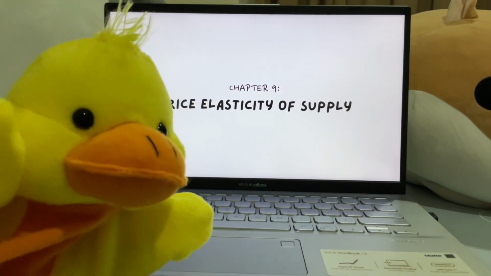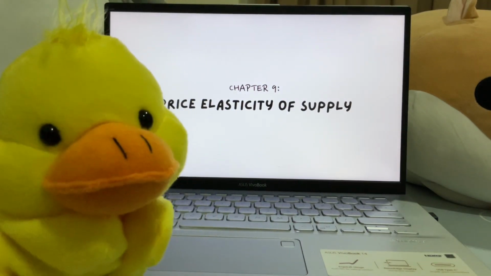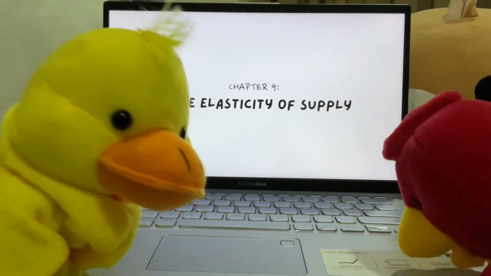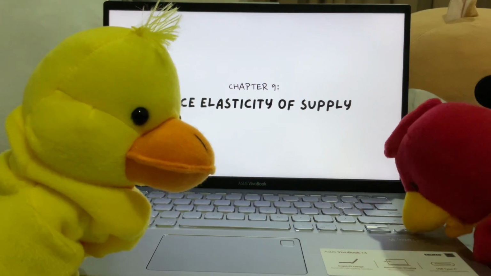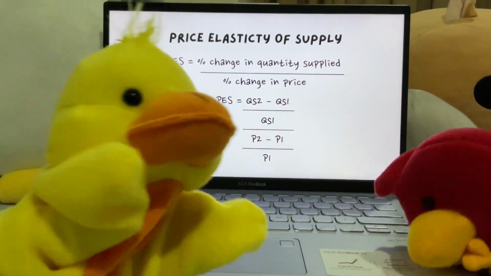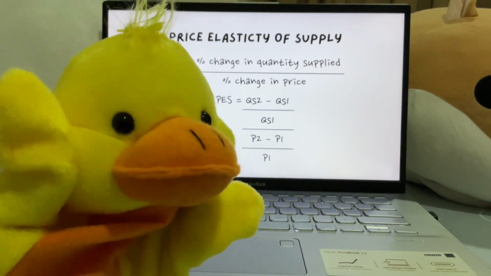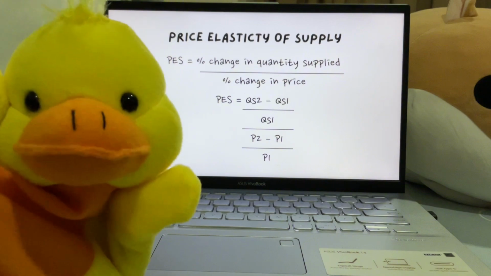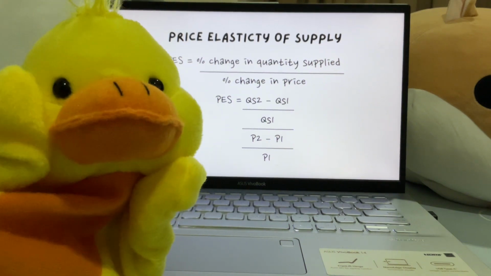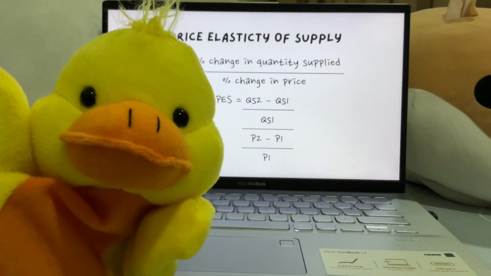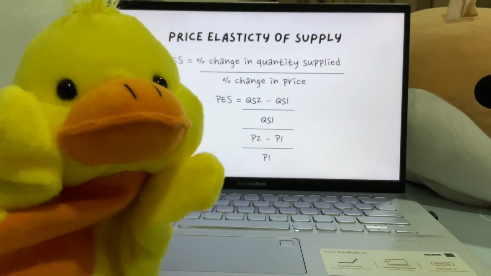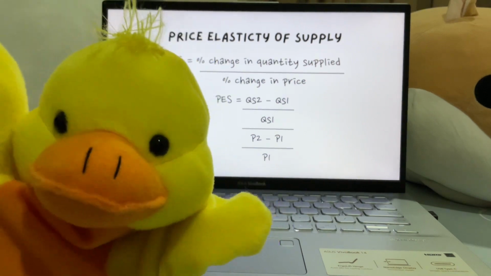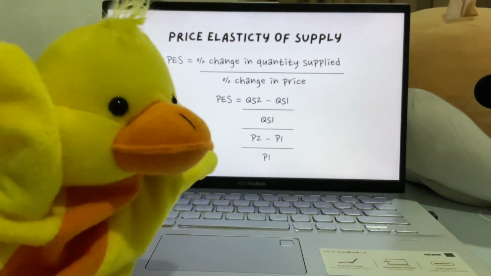Price elasticity of supply! Yay! Ozzy, a little help with the slide, please? I want to intro too. Don't worry, you'll get your turn next time. But anyways, this is the formula for the price elasticity of supply. It's known as PES. It's percentage change in quantity supplied over percentage change in price. It's pretty similar to the price elasticity of demand formula, but you just change quantity demanded to quantity supplied. Now let's move on to the next slide.